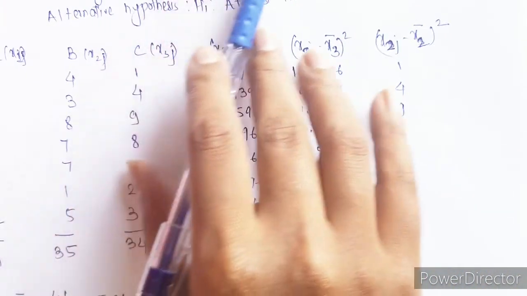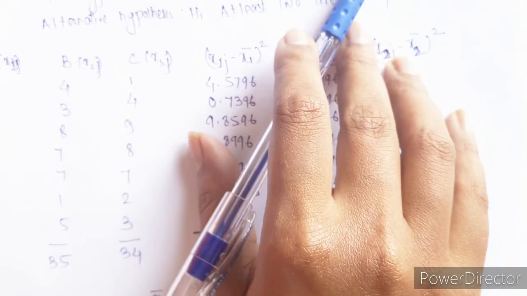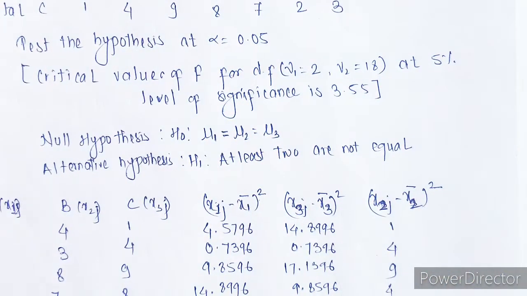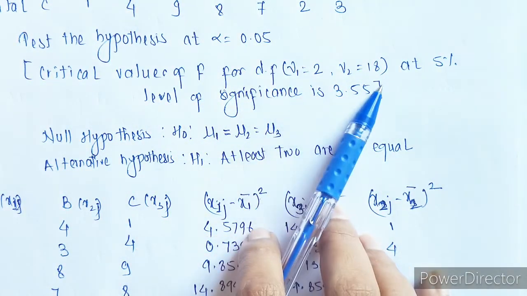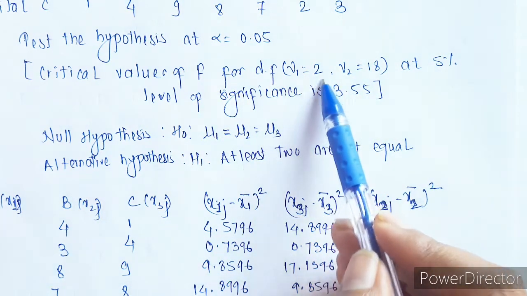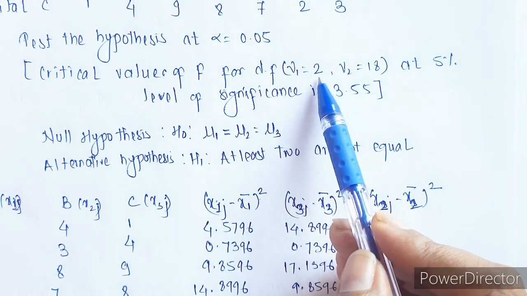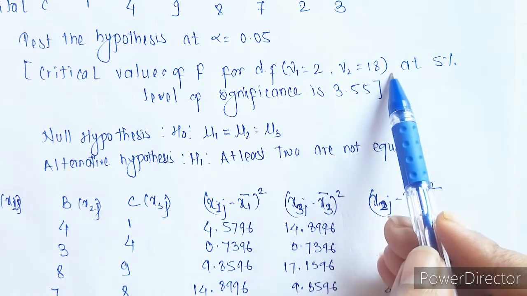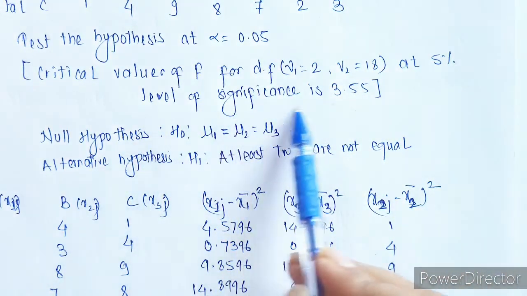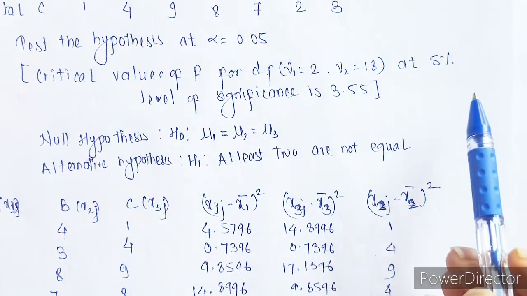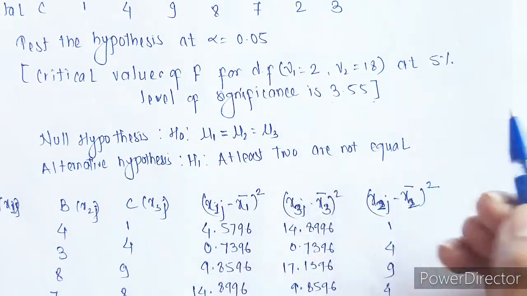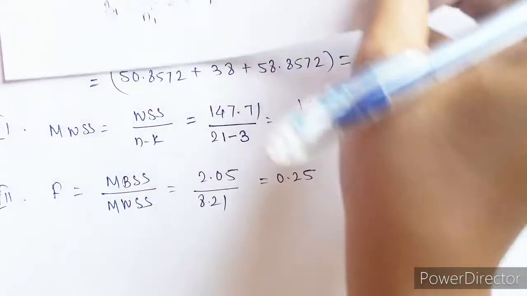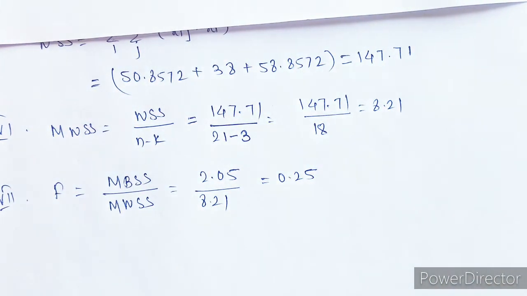Now the eighth step is finding the critical value, but in this case the critical value is already given. The critical value of F for degrees of freedom 2 and 18 at 5% level of significance, where 2 is between the classes and 18 is within the classes, is given as 3.55. So the critical value is already given, so we don't have to calculate it, so we can directly go for the next step.